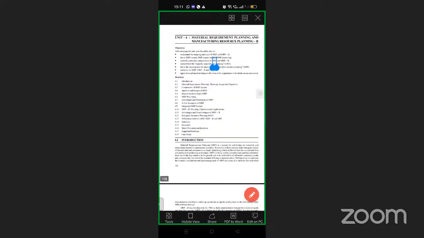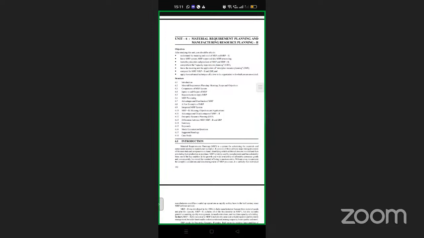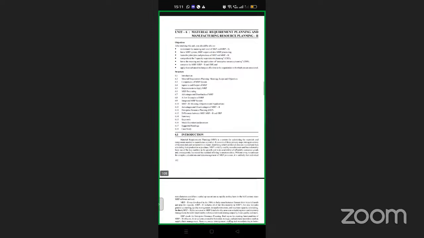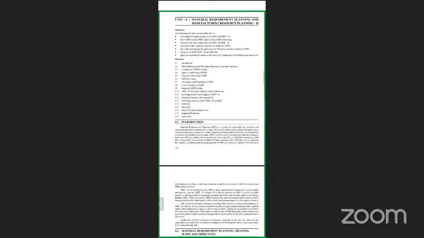So if you just look at here, material requirement planning is a system for calculating the materials and components needed to manufacture a product. For example, if we take to produce any plastic bottle, or for example take a pen, if the pen is having cap, top, bottom, and the refill, to produce that product, what are the raw materials we require?